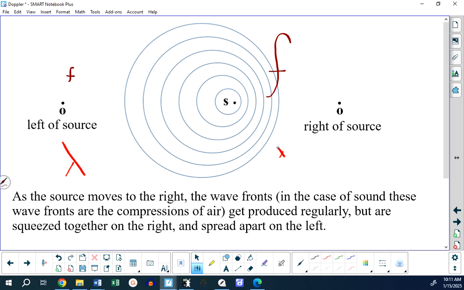Now, I don't hear any difference, really. Do you? So when it's moving this way, it's higher. When it's moving this way, it's lower, yes? Okay. Enough of that nonsense.